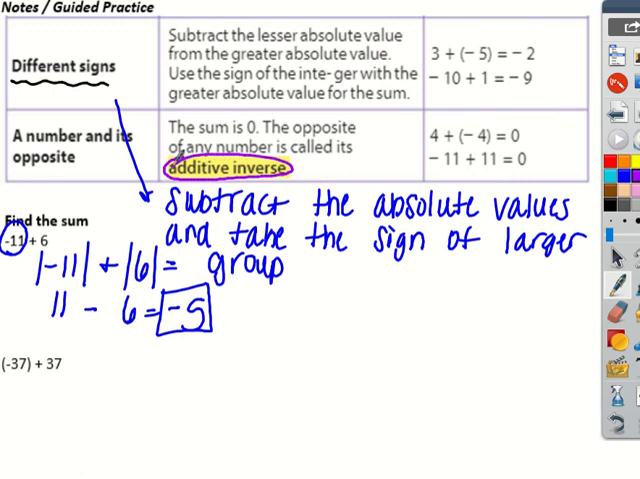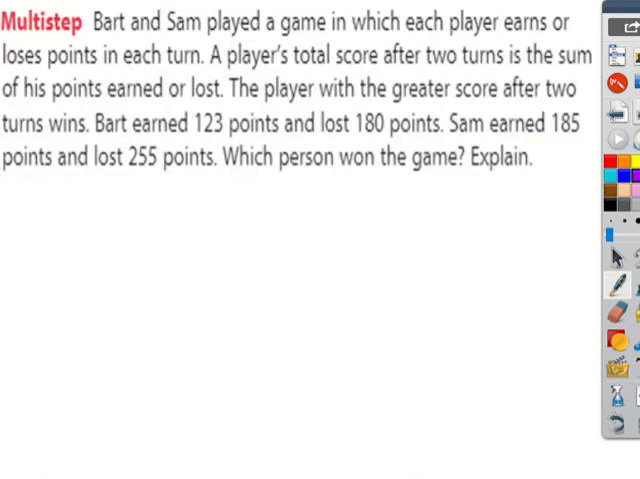So the opposite of a negative 37 is a positive 37, so my answer is 0. All right, and we're going to be practicing adding with different signs a lot. We have to also be able to apply it to real world applications. So here is a word problem. Don't be afraid. Again, it's going to be dealing with integers.